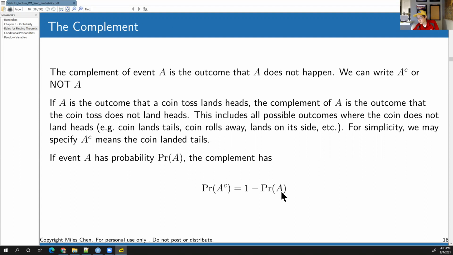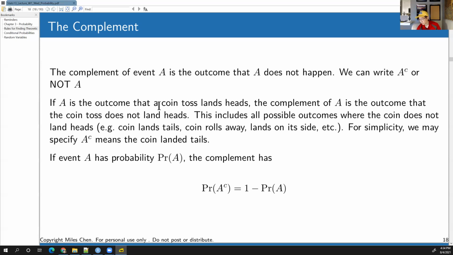So the complement of some event A is the outcome that event A does not happen. Okay. So if you've got some event A, the complement is when A doesn't happen. And we write that as A^C or just plain old "not A," okay? If A is the outcome that the coin toss lands heads, the complement is the outcome that the coin toss does not land heads, okay? And so technically that would include all possible outcomes where the coin doesn't land heads, such as the coin rolls away or the coin lands on its side, in addition to just the coin landing tails, okay?